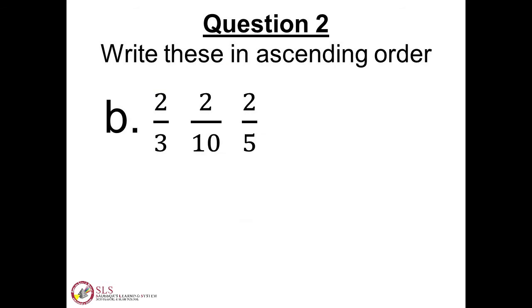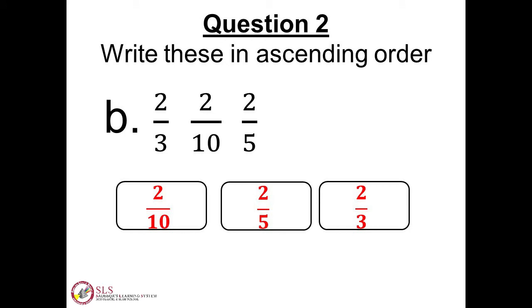Question 2, Part B. Fractions are 2 by 3, 2 by 10 and 2 by 5. Look at the denominators carefully. Denominators are 3, 10 and 5. Recall the rule. In unlike fractions, the smaller the denominator, the greater is the value of the fraction. According to the rule, 2 by 3 is the greatest one and 2 by 10 is the smallest one. So we will write 2 by 10 first, then 2 by 5, then 2 by 3.